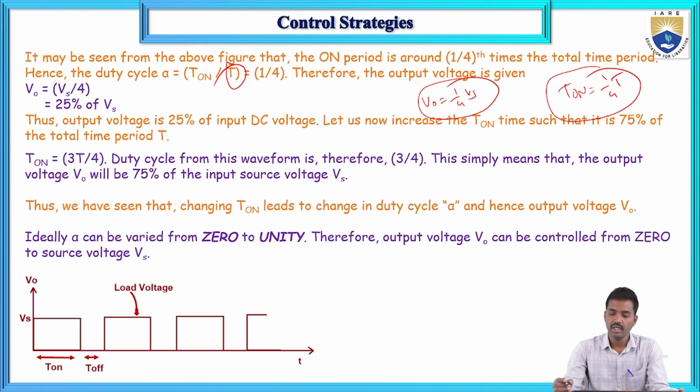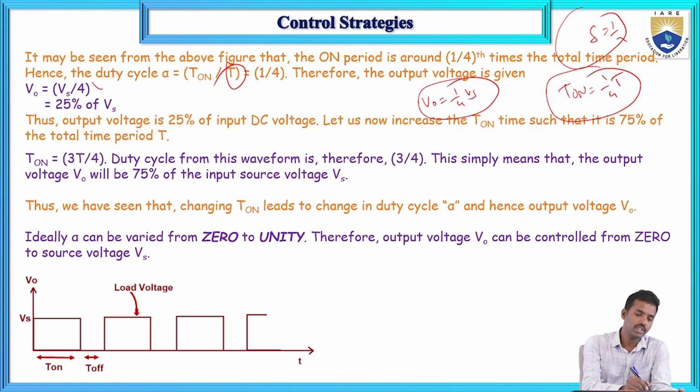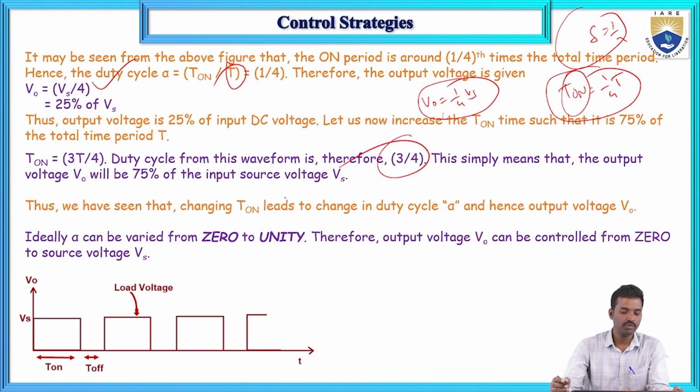So now here delta equals 1 by 4. So this is fixed, that is Vs by 4. Now here the output voltage is 25% of the input DC voltage. Now I want to increase the output voltage. So what do I need to change? This T on should be changed. So now this T on should be simply 3 by 4th. 3 by 4th means I want to increase the voltage to 75%. So with 3 by 4th of the time period, we can increase the output voltage.